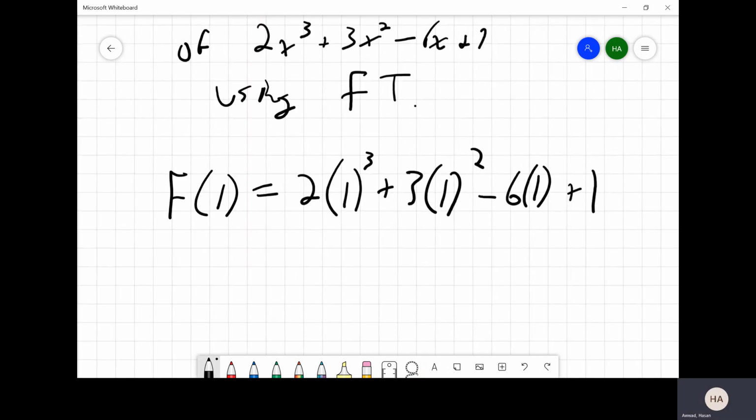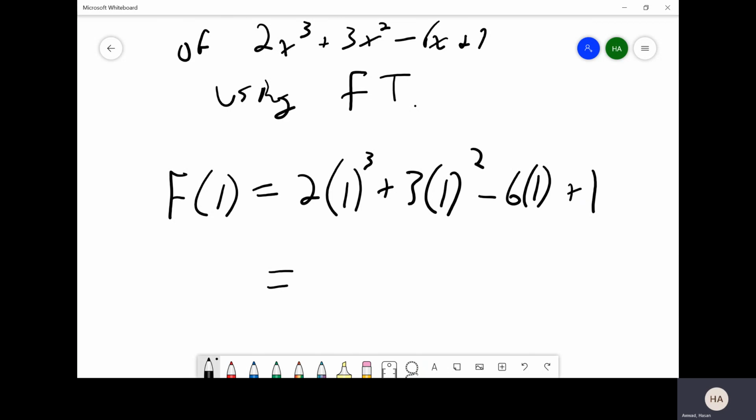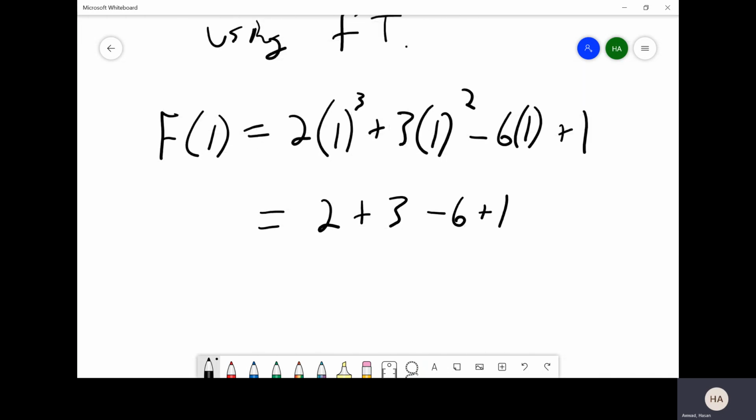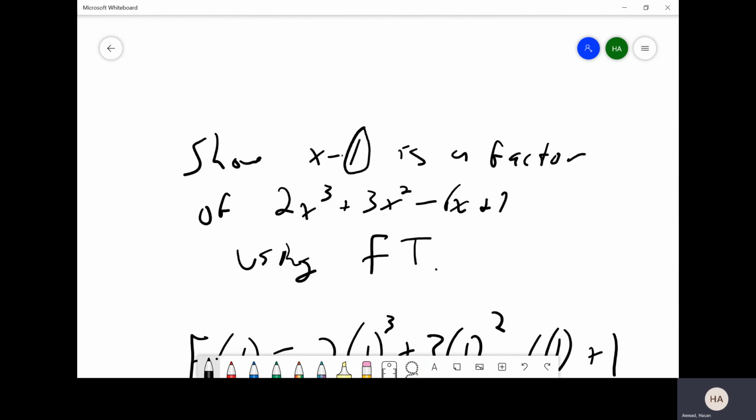Okay, and now doing this, we're just going to go ahead and start simplifying. 1 cubed and 1 squared all drop out to just be 1. So you have 2 times 1, which is 2, plus 3 times 1, which is 3, minus 6 plus 1. Wow, 2 plus 3 is 5, minus 6 is negative 1, plus 1 gives you 0. So we get 0. So yes, by factor theorem, x minus a, or in this case, x minus 1, is in fact a factor of this polynomial right here.